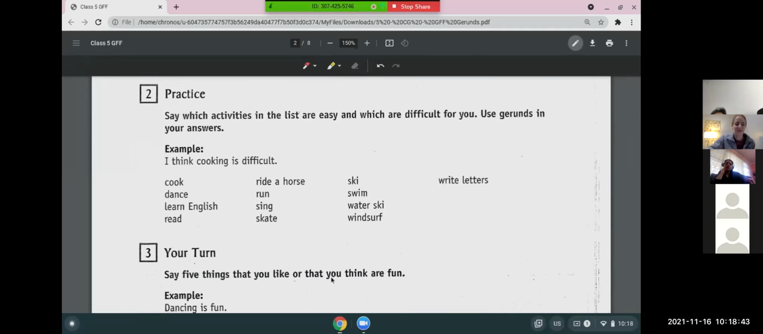All right. Can you see the screen? Yes. All right, let's just start. Say which activities in the last exercise are easy and which are difficult for you. Use a gerund in your answer. Example: I think cooking is difficult.